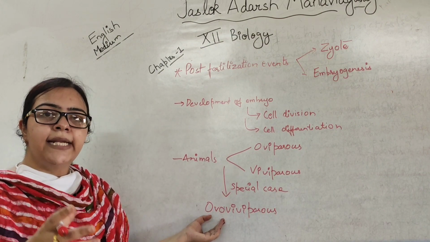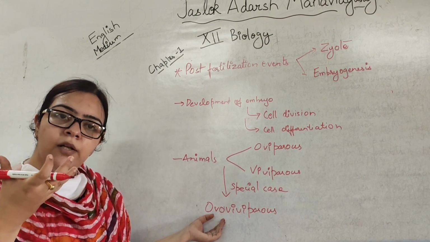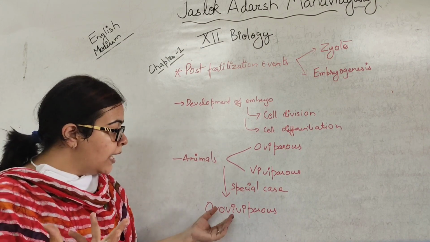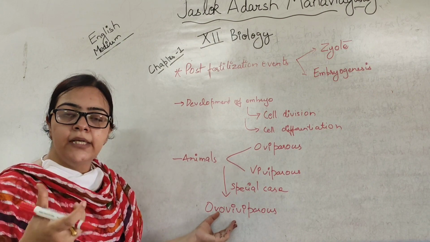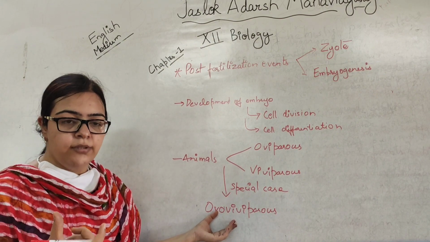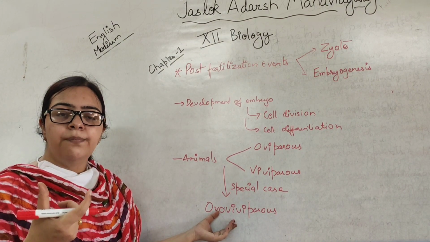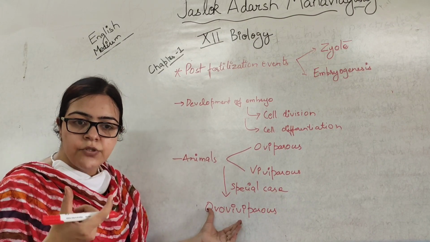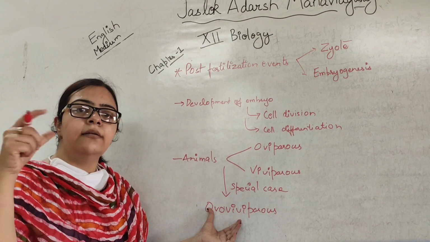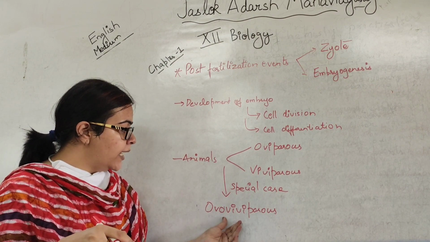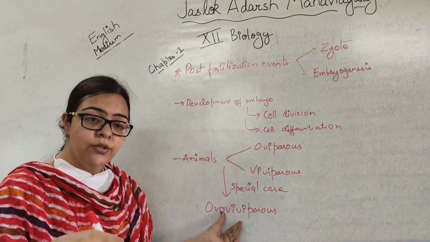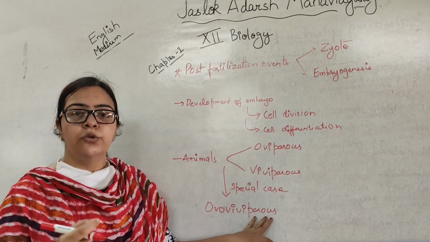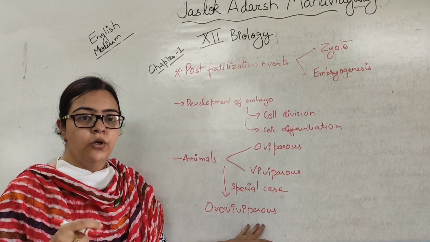The organism will take its nourishment from that particular egg that is locally present, which will provide nourishment to the organism. And after a particular time of incubation, these eggs which were formed inside the uterus of the organism will hatch inside the uterus, and now the organism will give birth to young ones.